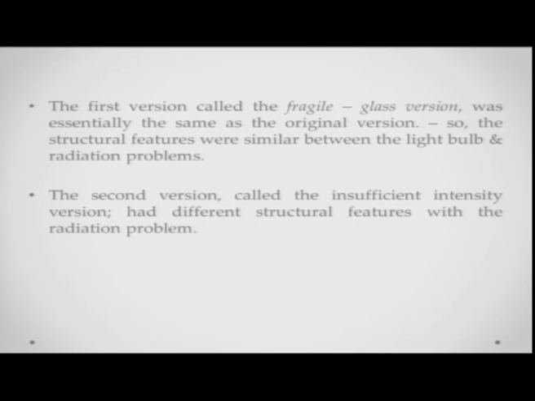I will just read out the two versions to you. The first version is the fragile glass version. It is essentially the same as the original version. The second version is called the insufficient intensity version. It had a different structural feature. I will read that out to you. So, the first version is exactly the same.